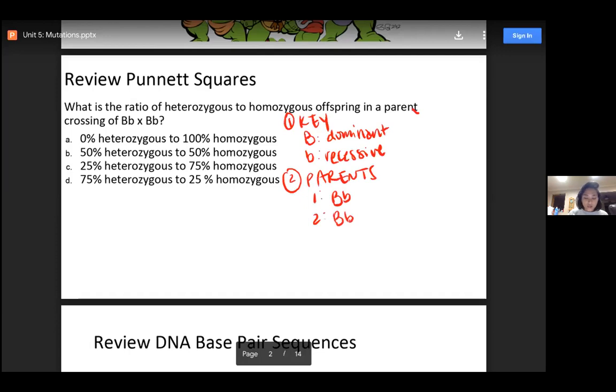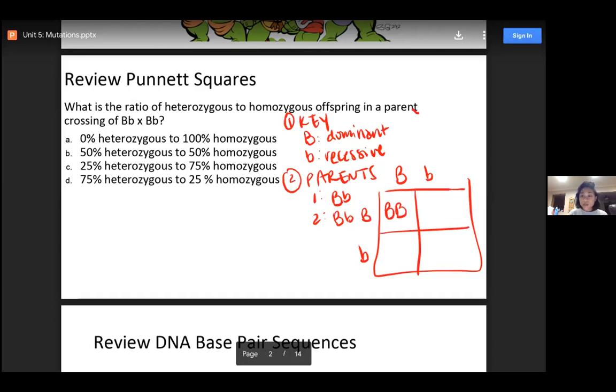Let's put that into a Punnett square. Go ahead and figure out what the first box is. That would be big B, big B. What about the second box? That's right, big B and little b. And our third box would also be big B and little b. Go ahead and figure out the fourth box. That would be little b and little b.